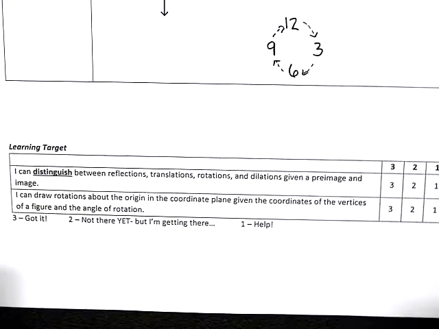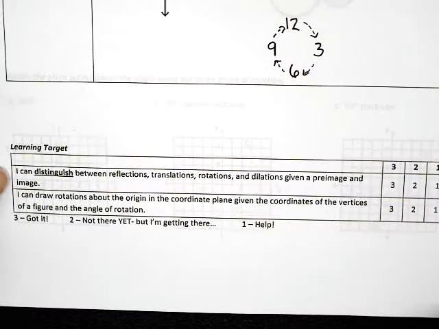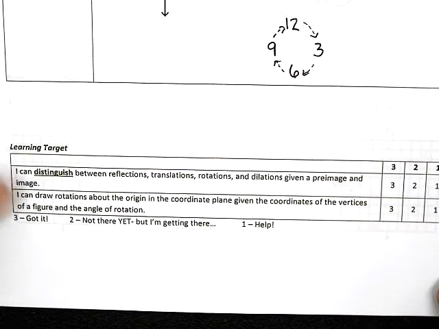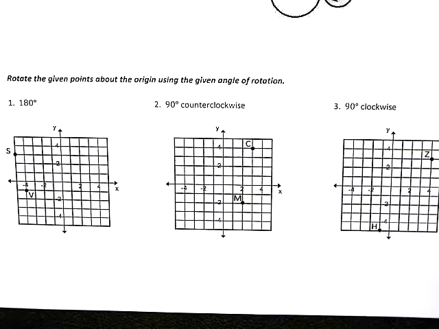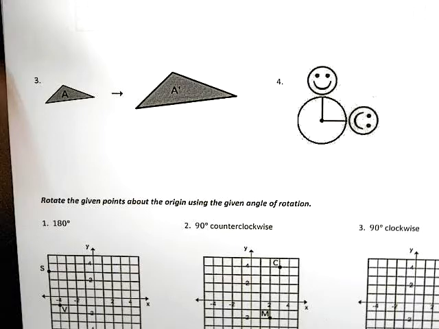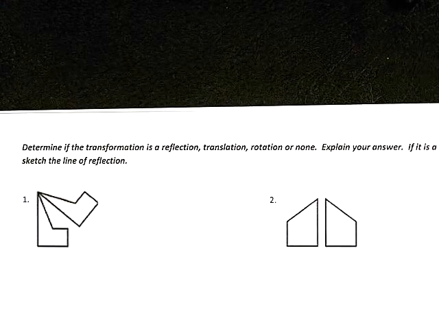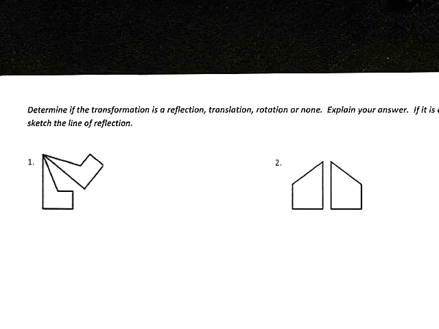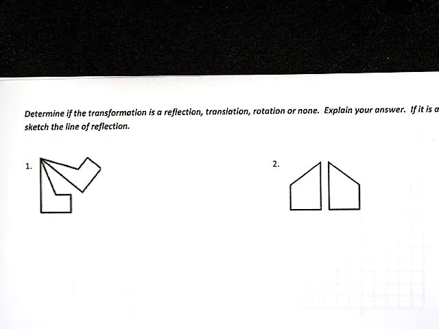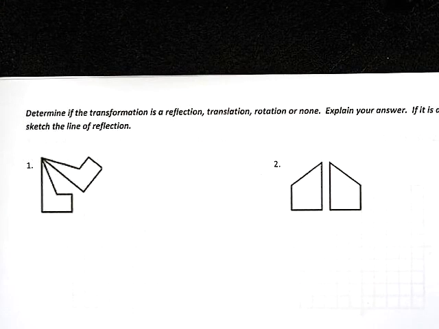Down below you can see your learning targets for this lesson. We're still going to be distinguishing between the different types of transformations, and then we're going to do rotations about the origin on a coordinate plane, okay? So, first things first, let's look at number 1 and see if we can determine if the transformation is a reflection, a translation, a rotation, or none.